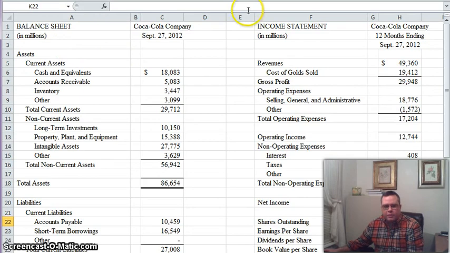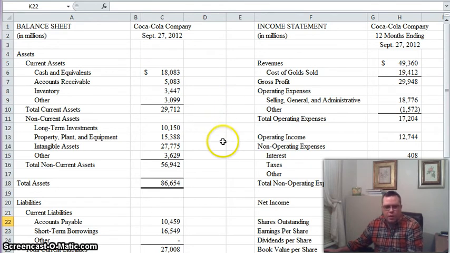So let's start by, I have an Excel spreadsheet here that has a balance sheet and an income statement for Coca-Cola. It's actually the same data you have available to you on your second assignment for this week, your financial statement analysis assignment. You're given Coke and Pepsi. We're just going to do the Coke stuff, and you have to do the Pepsi ratios on your own. That's your assignment.